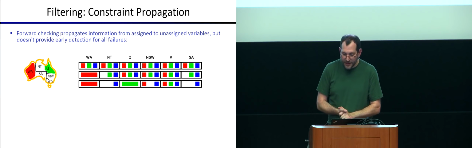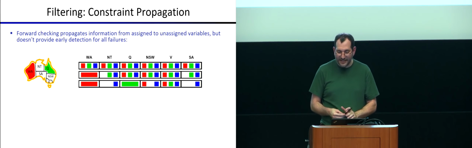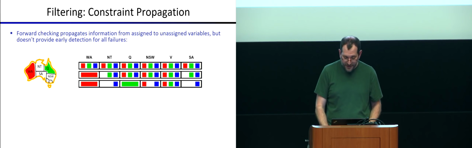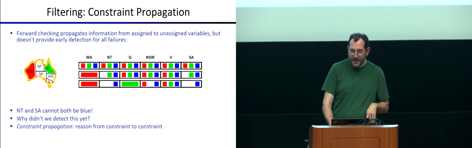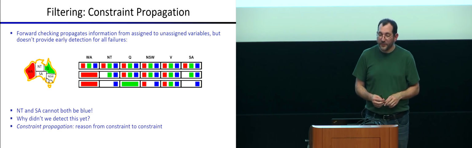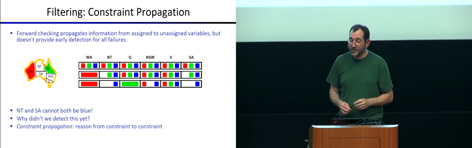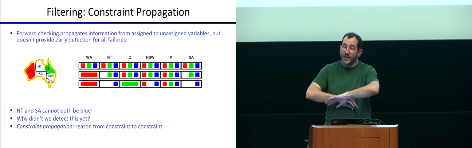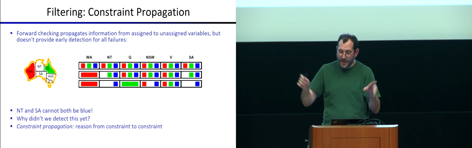We want this here because if you look at this as before, NT and SA can't both be blue, but that involves looking at those two variables at the same time, and we should be able to detect that. So we're going to talk about algorithms for richer constraint propagation, which reason from constraint to constraint and propagate these vanishing domains throughout the graph.